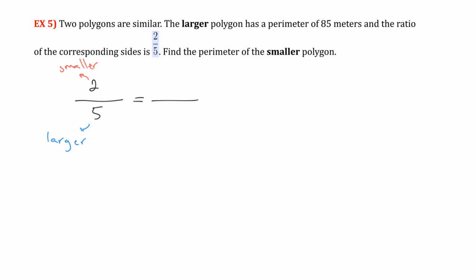So on the other side of the proportion, the numerator is going to be the perimeter of the smaller polygon, so P sub S. And then the perimeter for the larger polygon, P sub L, will go in the denominator to match the fraction on the left side. We're going to take a moment and substitute everything in. So I have 2 divided by 5 is equal to the perimeter of the smaller polygon divided by the perimeter of the larger polygon. Again, they tell us what that is. It is 85 meters.